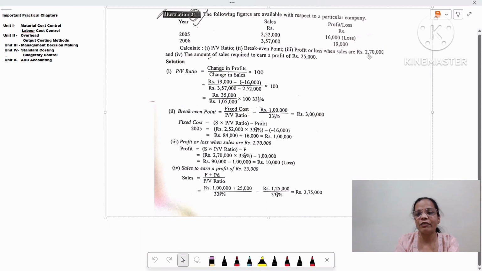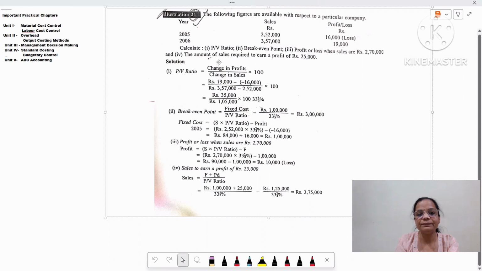Next point, sales are given for 2,70,000 rupees, and you are required to find out profit. Profit will be calculated by using the formula sales into PV ratio minus fixed cost. Sales is given for 2,70,000 rupees. PV ratio आप point number 1 में calculate कर चुके हो 33.33%, and fixed cost हमेशा same रहती है जो आपने point number 2 में calculate किया था 1 lakh rupees. When you solve this, there is a loss of 10,000 rupees.